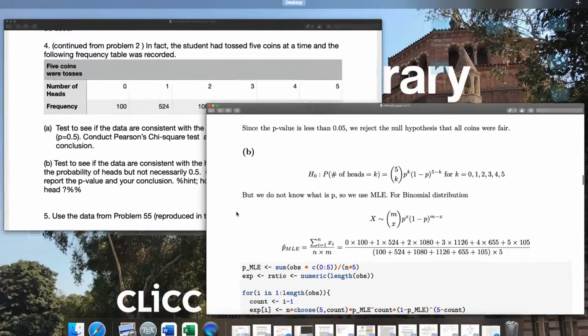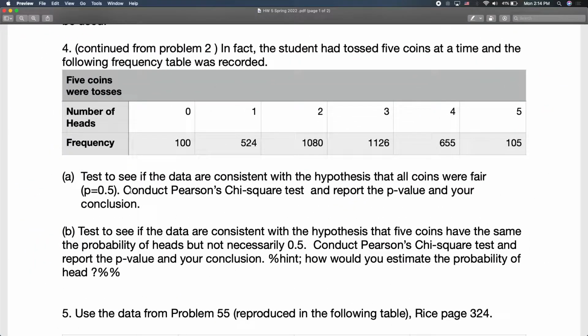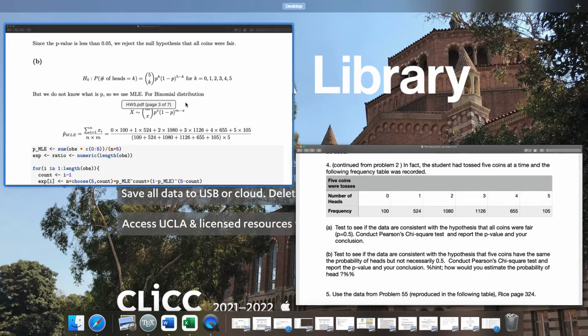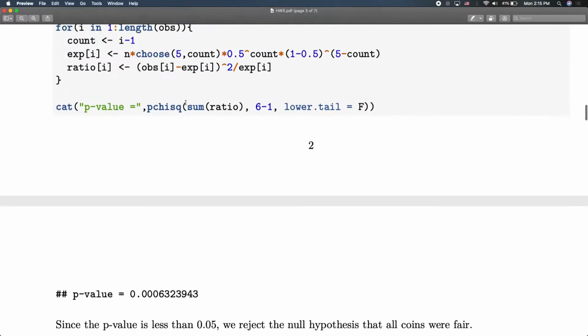then for part B. Test to see if the data are consistent with the hypothesis that they have the same probability, but not necessarily 0.5. So part A is asking that all of them equal 0.5, and part B is saying that it can be any arbitrary value, p, for each coin. Then we do the same thing, but in this case, we need to estimate the p instead of just directly using 0.5.